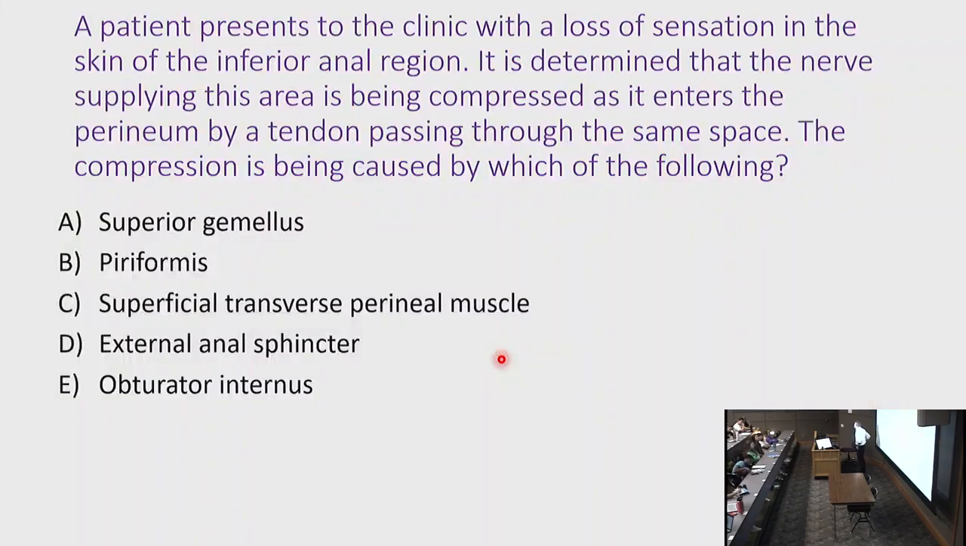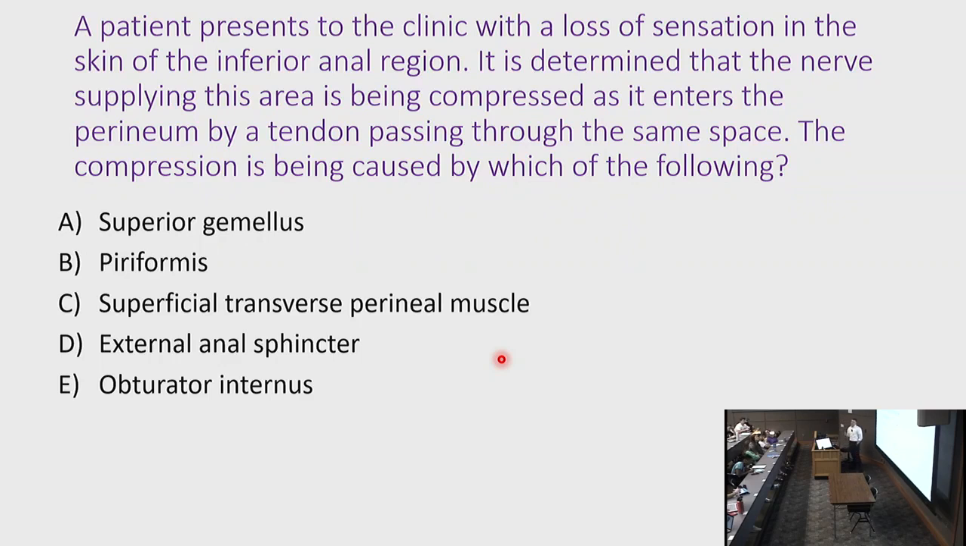All right, well, if that's the case, then we're going to test you. So, a patient presents to the clinic with loss of sensation in the skin of the inferior anal region. It is determined that the nerve supplying the area has been compressed as it enters the perineum by a tendon that's passing through the same space. The compression is being caused by which of the following?